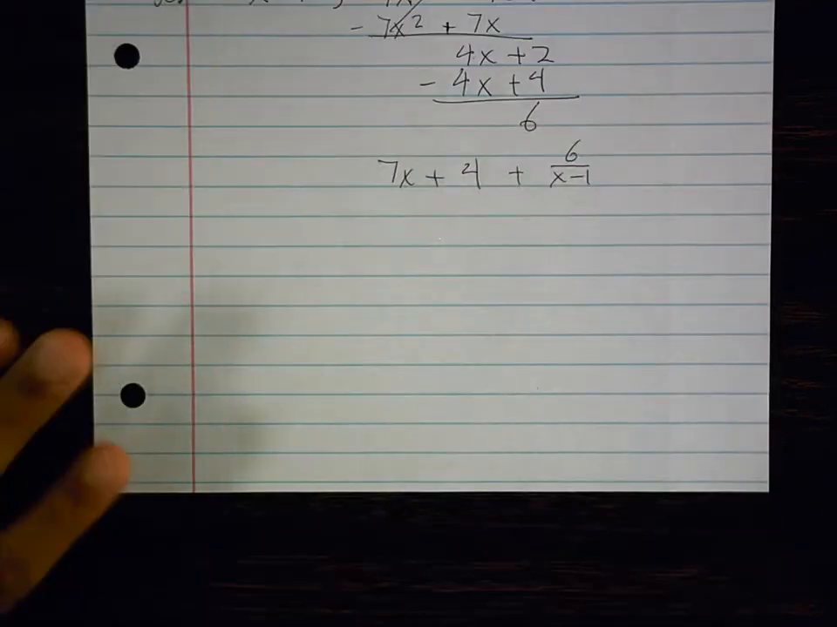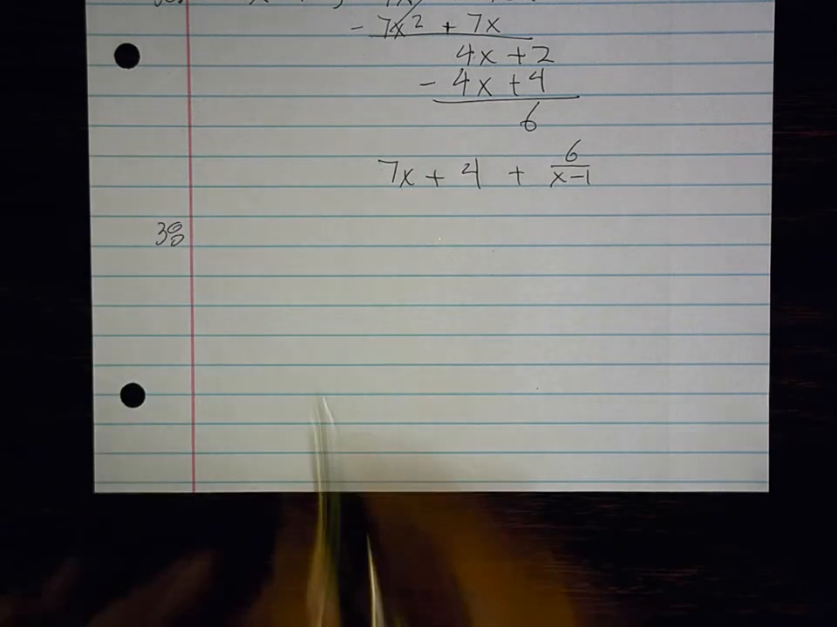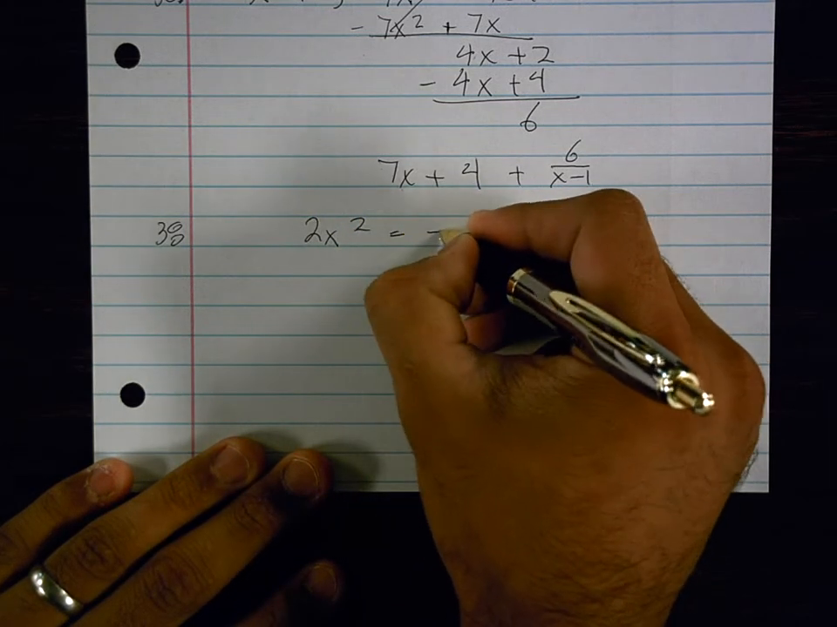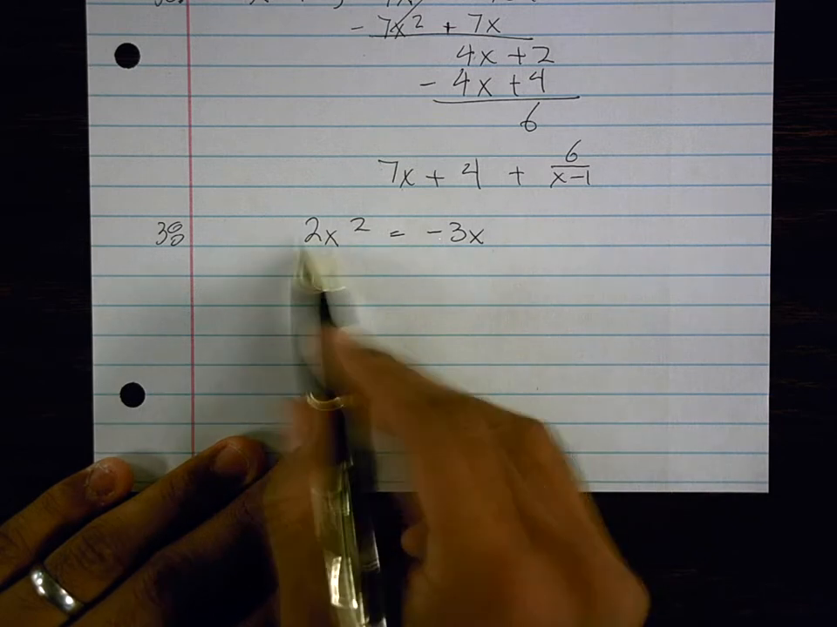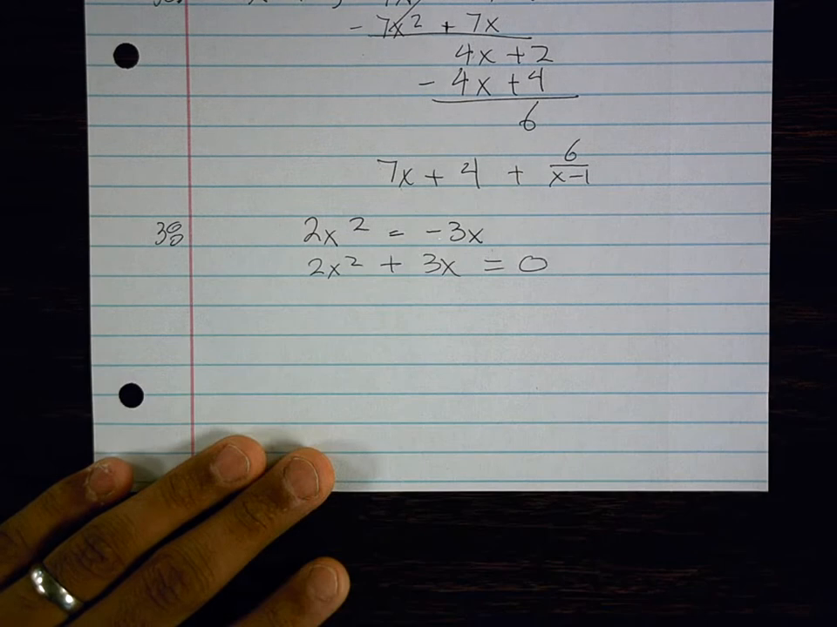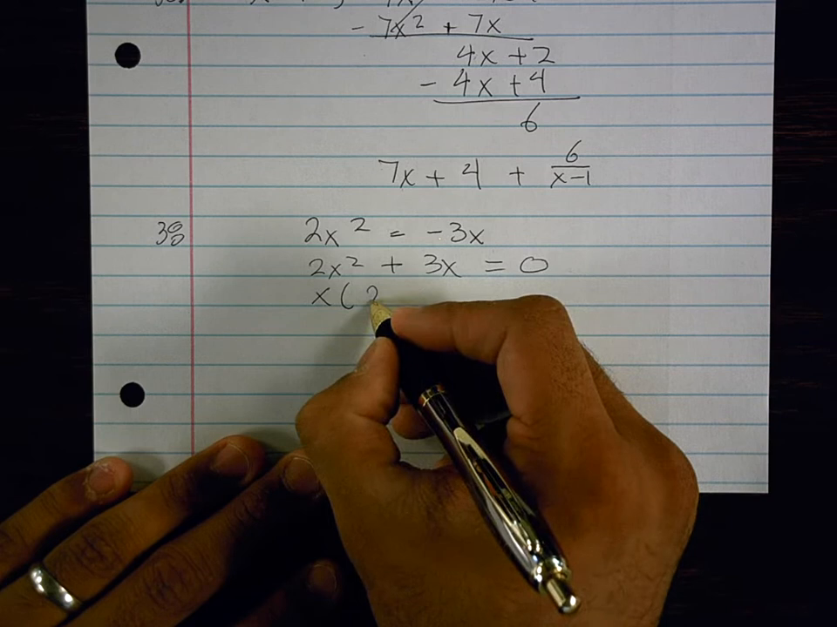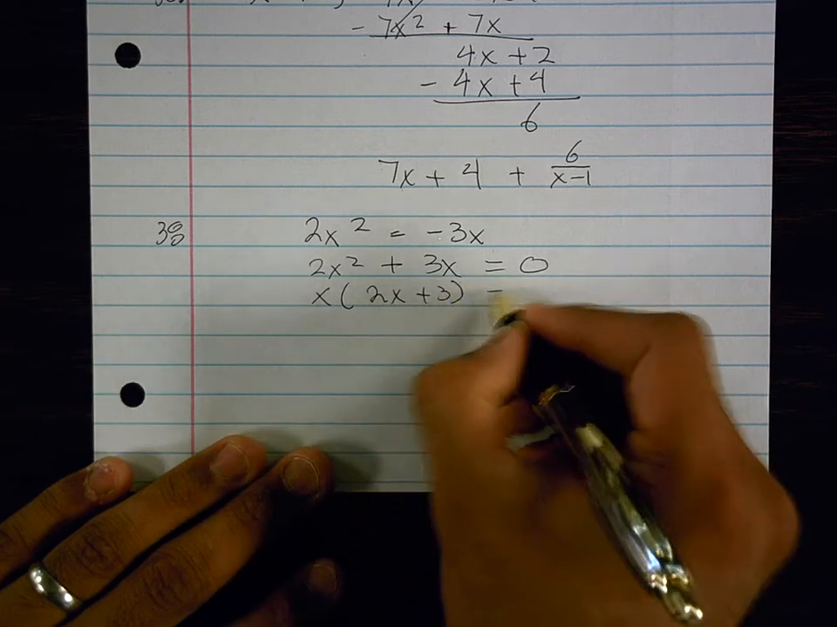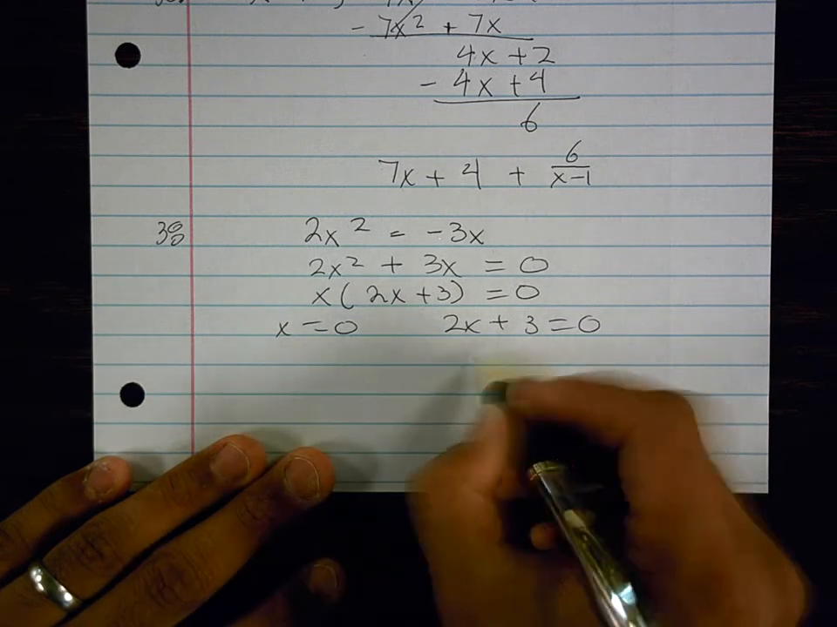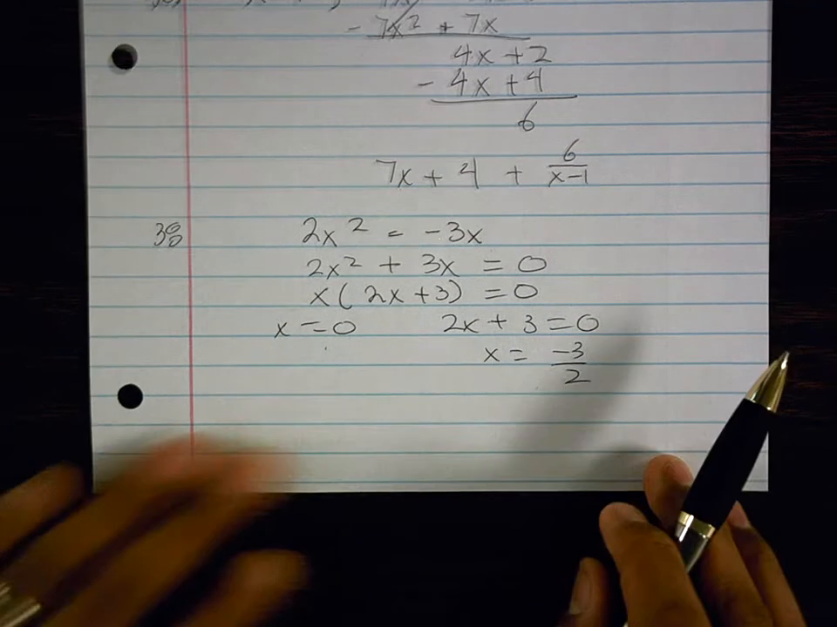38. We're looking at 2x squared equals negative 3x. Remember, if you have something squared, as a general rule, you always want to set it equal to 0. So I'm going to add 3x to both sides and take out a GCF of x, and we're left with 2x plus 3 equals 0. Set those equal to 0, and I'm looking at x equals negative 3 halves. So my answer is 0 and negative 3 halves.